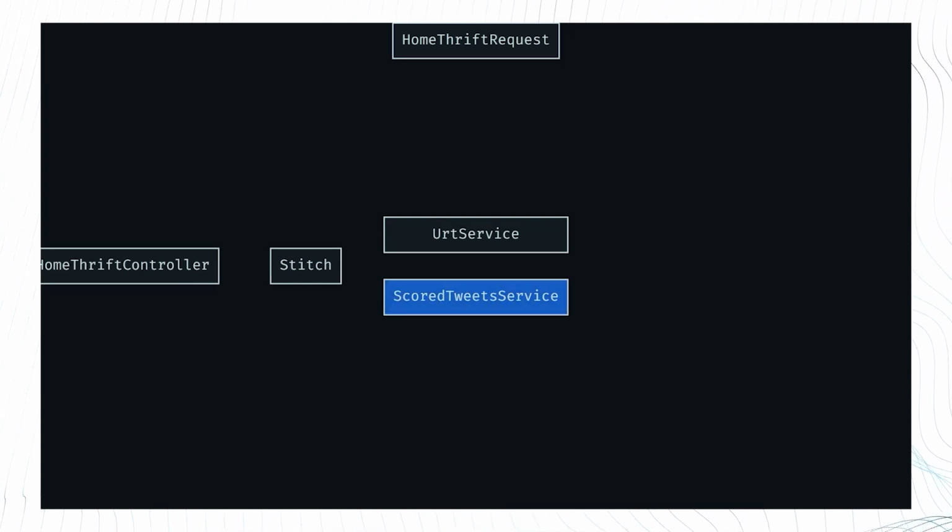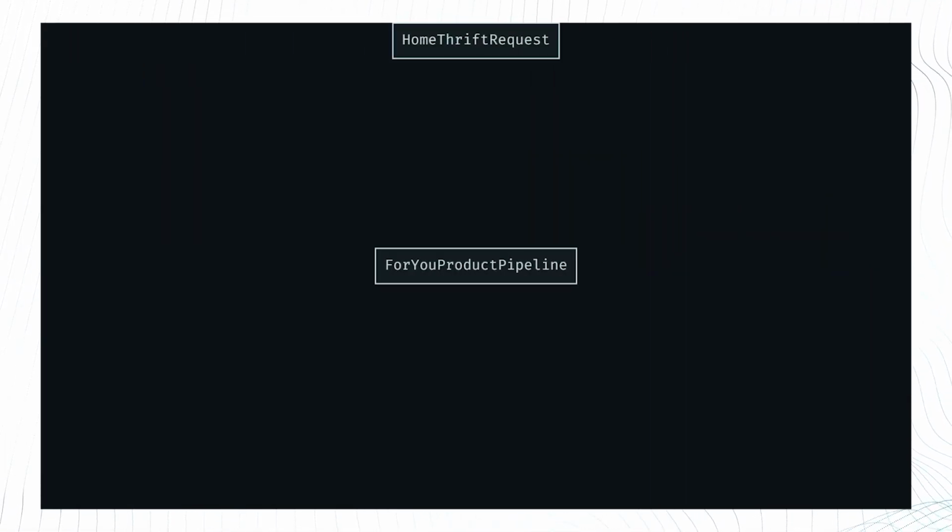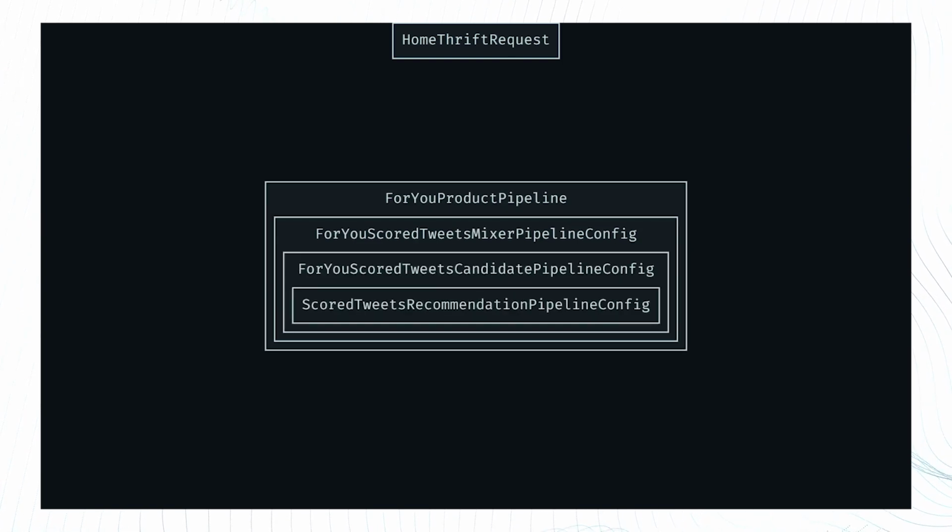Scored tweet service then uses the pipeline registry to determine which pipeline to use for this request. At this point, home thrift request becomes a pipeline request, and the pipeline is run. The particular pipeline we are interested in is the for you pipeline. The top level config for this pipeline contains configs for a bunch of other pipelines. Scored tweets recommendation pipeline config is the main tweet recommendation layer.